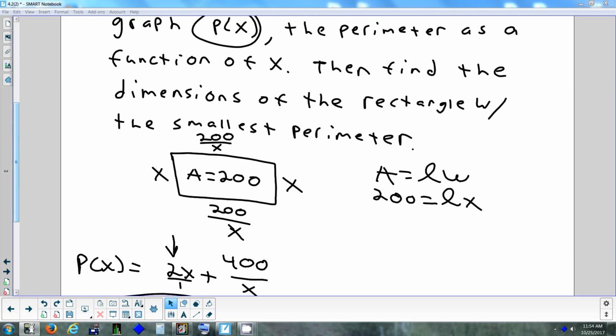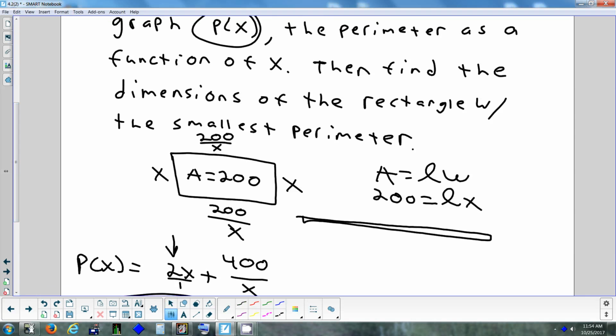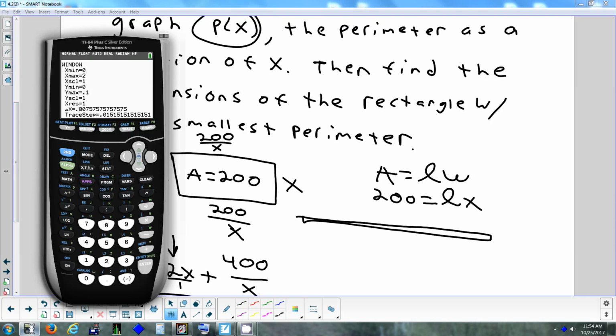Is there any limit on how big the width could be? I mean, think about it. You could have a really, really wide and skinny rectangle. You could have something like this. And that could have an area of 200. Right? So is there really any limit? No, you can make it as long and skinny as you want. So x, let's just go up to 40. And then that's going to make the length smaller. It would be 200 divided by 40, if it was exactly 40.